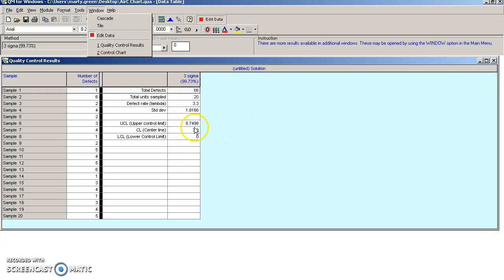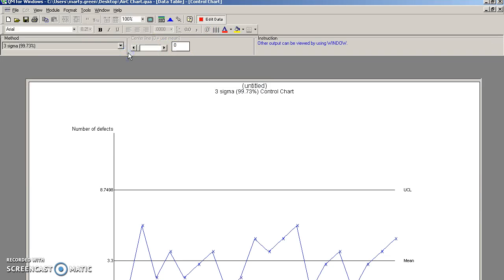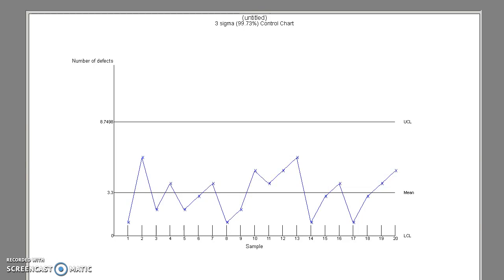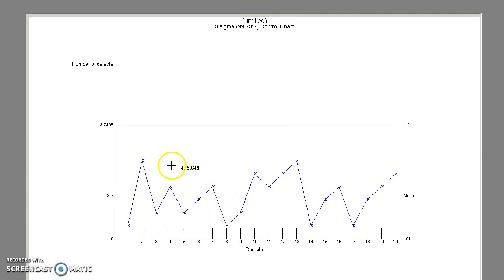Having described our upper control limit, our center line, and our lower control limit, I simply click on Solve, and I can bring up our control chart for this C chart. You can see with our upper control limit of 8.7 defects, our lower control limit of 0, and our center line of 3.3, we have a system that's in relative control.